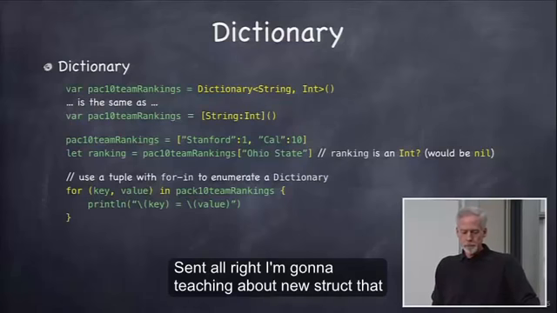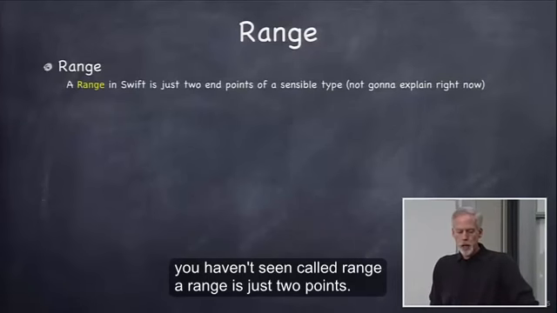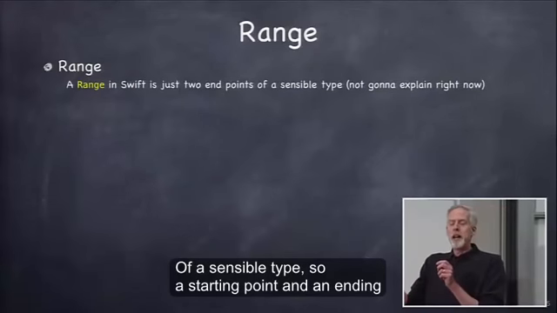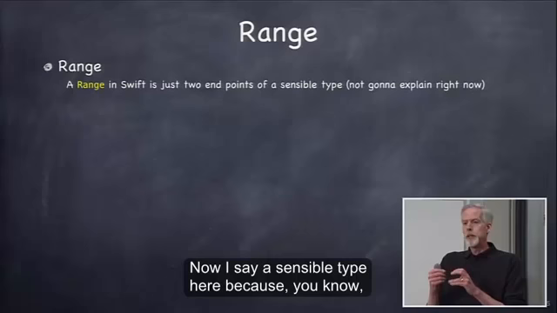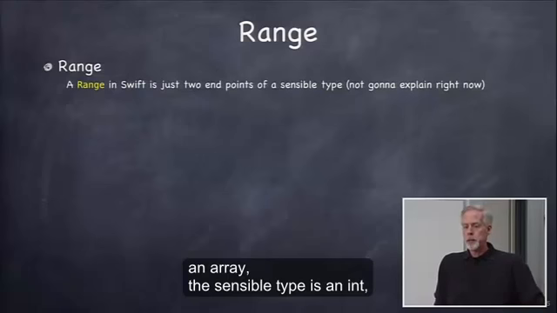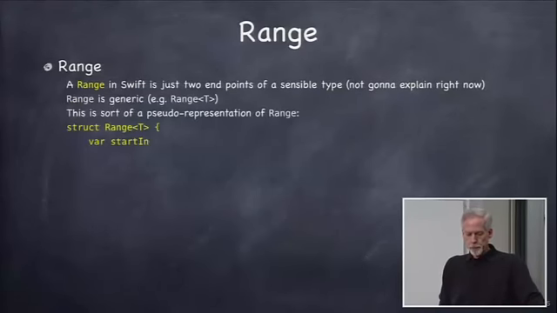Make sense? All right, I'm going to teach you about a new struct that you haven't seen called range. A range is just two points of a sensible type: a starting point and an ending point, exactly what you would think a range would be. I say sensible type because it depends on what you're talking about. For an array, the sensible type is an int, but for other things like a string, it's not, and we're going to talk about that in a minute.